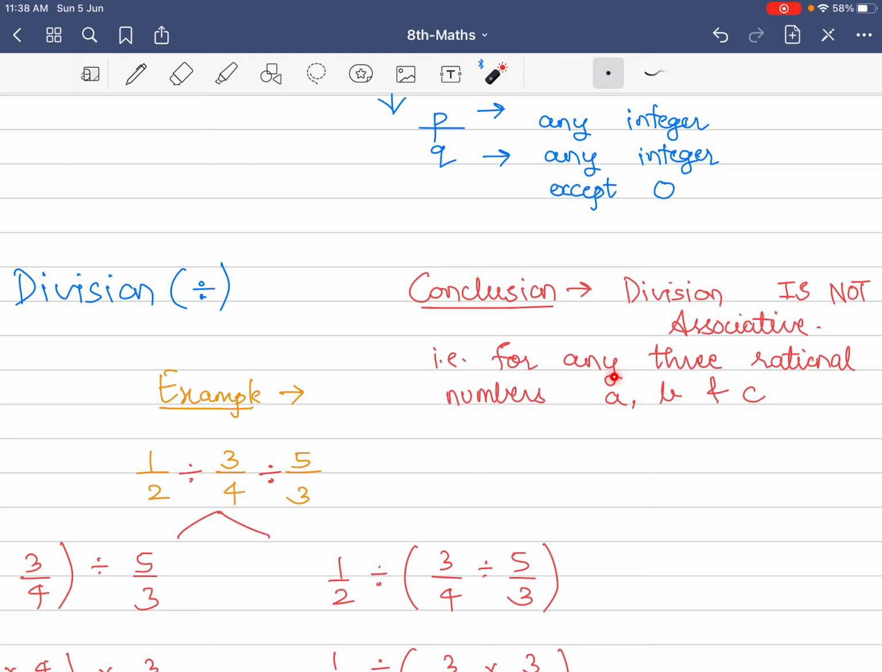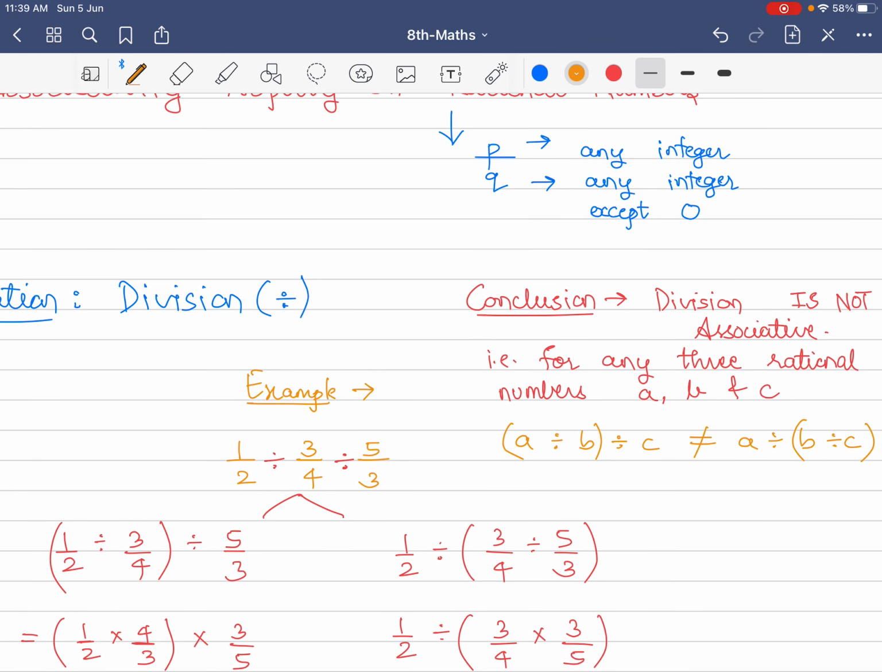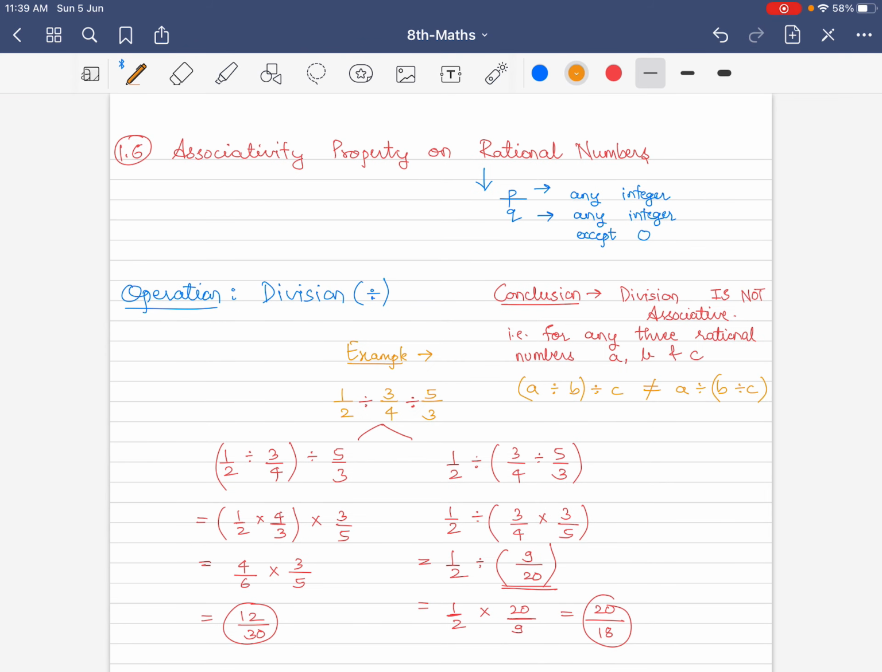That is, for any three random rational numbers a, b and c, we can now say that (a divided by b) divided by c, where I associate these two first, is not equal to a divided by (b divided by c), where I associate these two first. Thus, division is not associative for rational numbers. So in conclusion, we saw that addition is associative, multiplication is associative, and subtraction and division are not associative when it comes to rational numbers.